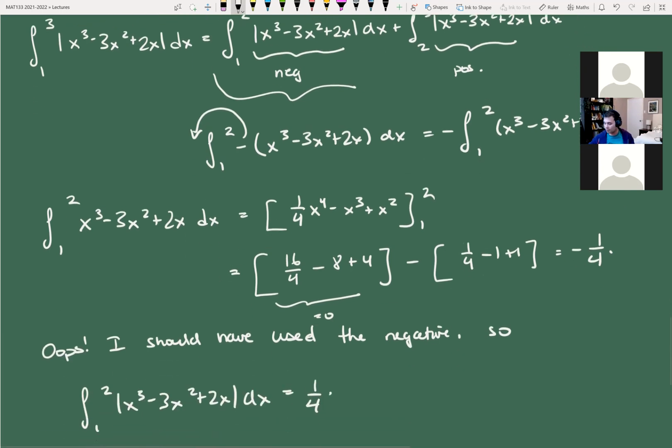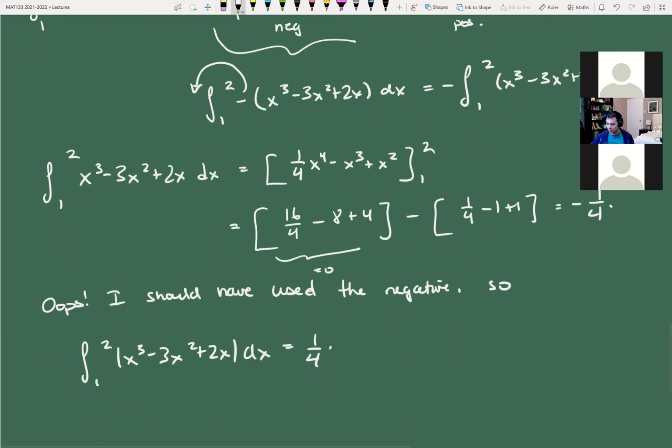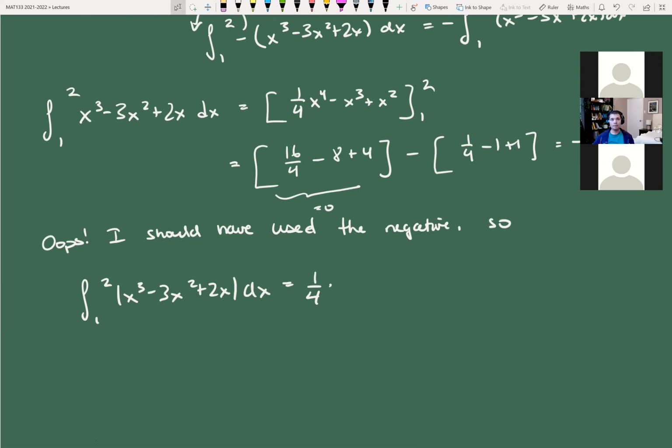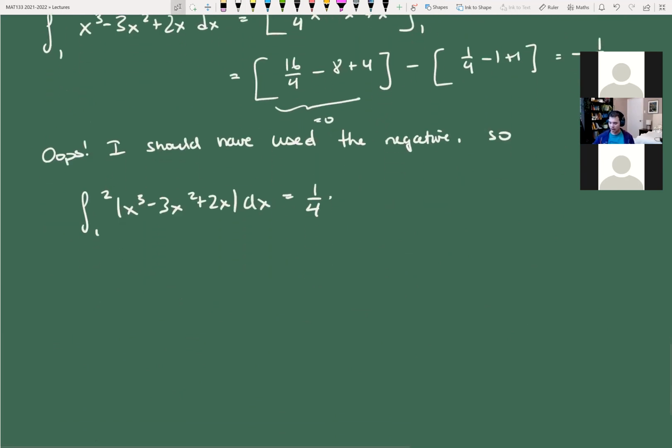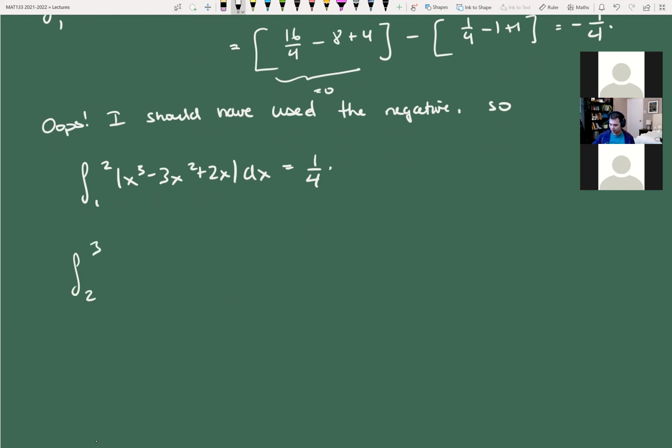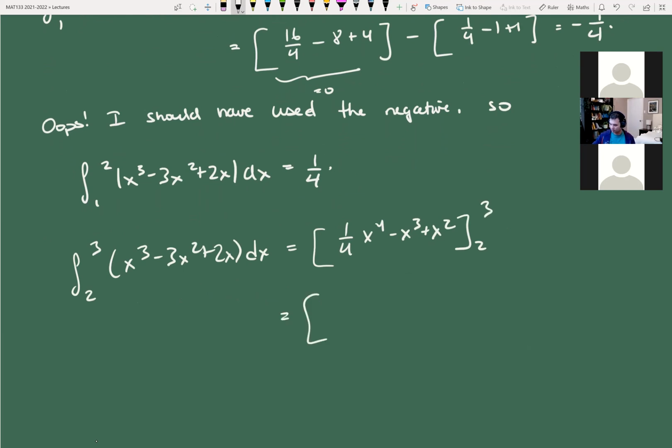Okay, right. So if you go through and do this, you get positive a quarter for this half. So the answer is D, right? It's 5 halves. So you now have to do 2 to 3. Now it's positive here, so you can just drop the absolute values and you get the same thing. You get 1/4 x to the 4 minus x cubed plus x squared from 2 to 3. So this is going to be 81/4 minus 27 plus 18 minus, we already computed this thing. This thing's 0.